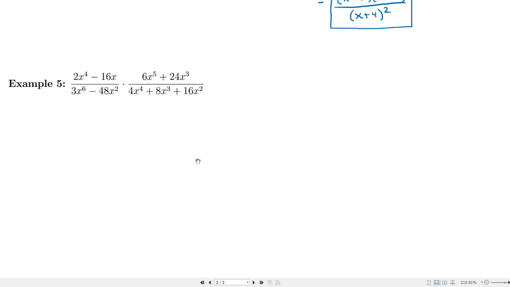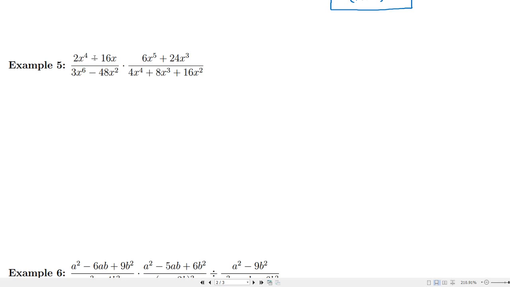All right, so looking at our next example, we are doing multiplication again. So we will multiply numerators and then we will multiply denominators. And let's start to factor. So we have a 2x to the fourth minus 16x. So we can factor out a 2x out of this first factor, and we would be left with x cubed, and then minus 8. So we'll have to use the difference of cubes to factor that in just a second.